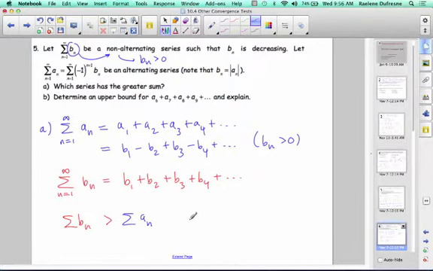Now, we still can't use the comparison test here for two reasons. One, we don't know the convergence of either of these series. And two, we cannot use the comparison test when we don't have all positive terms.